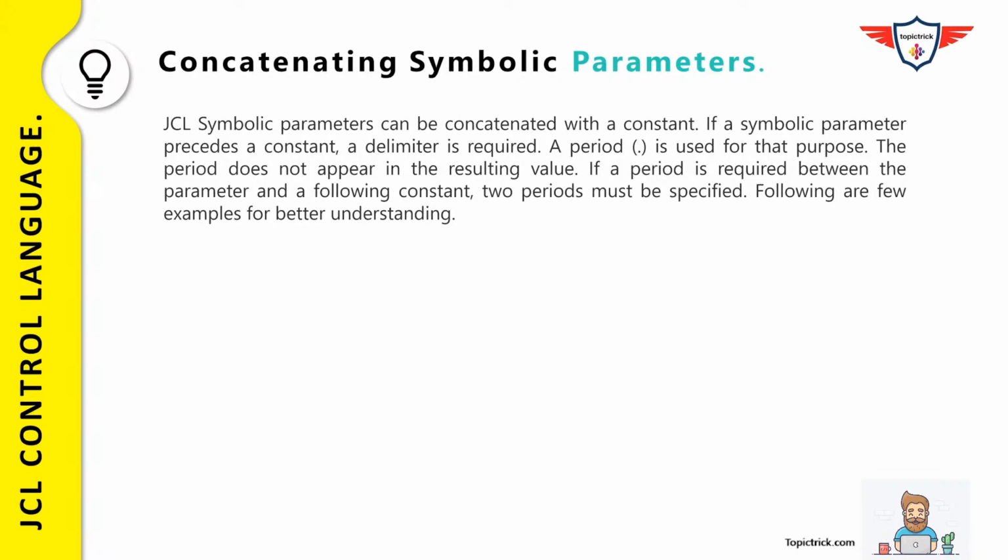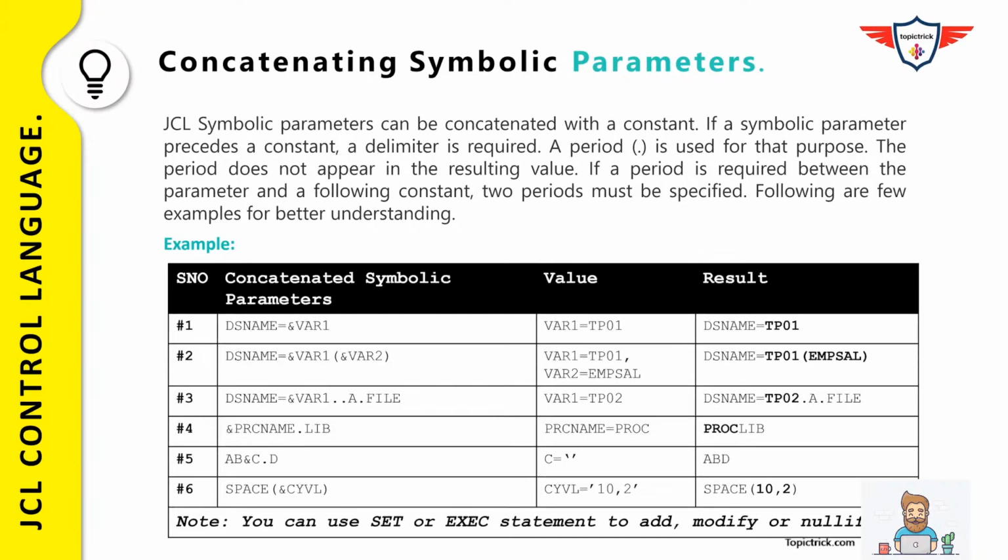And if you want a period to appear immediately after a symbolic parameter, then you have to code two periods in a row. The first one acts as a delimiter marking the end of the symbolic parameter, and the second one will act as a part of the JCL statement. For example, when you're writing a DD statement, in that case you need a period, right? And in case you want to nullify the value of a symbolic parameter, as always, you can code the symbolic parameter name followed by an equal sign with no value.